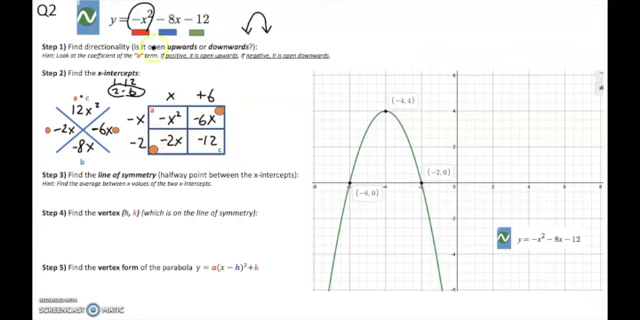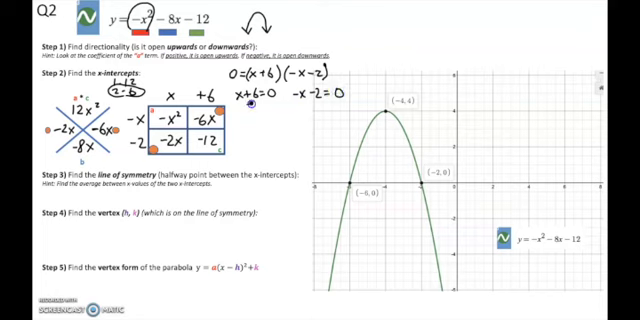So let's go ahead and write it out like so, with the y equaling 0 for our x-intercepts. 0 is equal to x plus 6, as well as negative x minus 2. Now, using the zero product property, we know that x plus 6 is equal to 0, as well as negative x minus 2 is equal to 0.